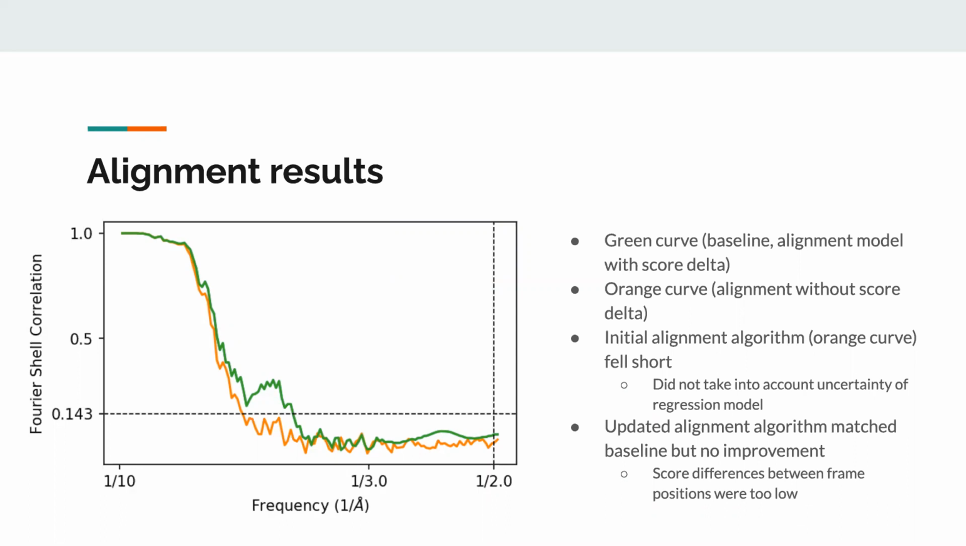There was no improvement over the baseline. We conjectured this was because the score differences between individual frame shifts were too low to provide a strong enough signal to guide the alignment model. As a result, the alignment model did not make many frame shifts.